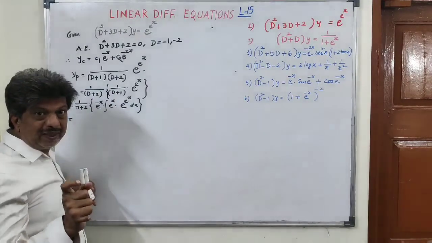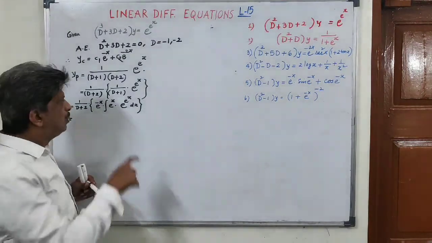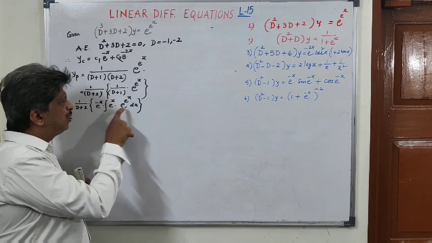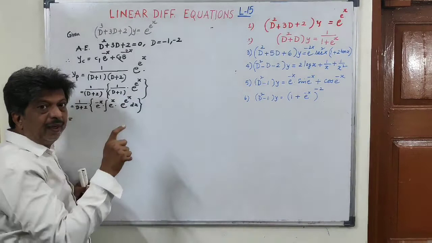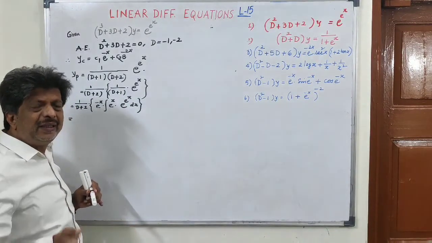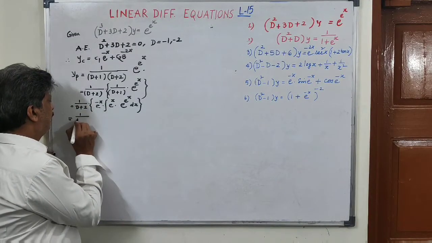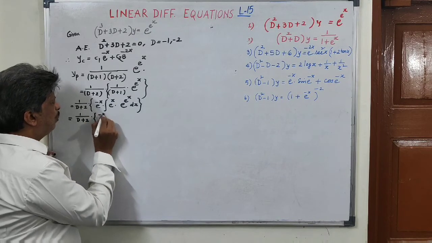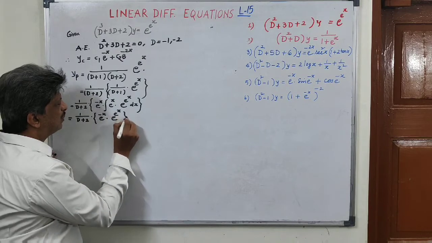Now e raised to power x is t, so e raised to power x dx is dt. So this remaining function e raised to power x dx is dt, and this term is e raised to power t dt. The integral of e raised to power t is e raised to power t, but t is e raised to power x. So 1 upon d plus 2 times e raised to power minus x, integral of this e raised to power x.